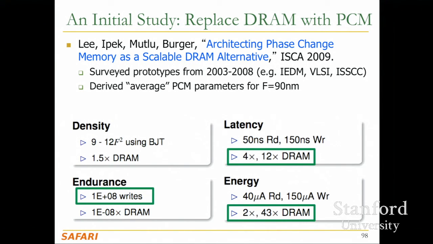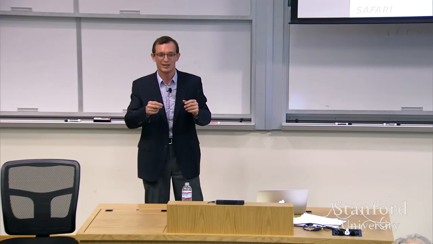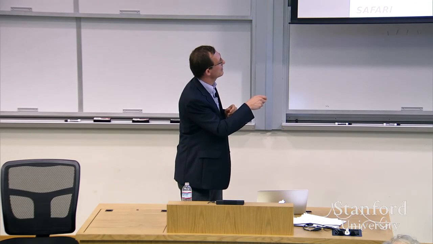You're looking at a memory that's 4x slower in terms of reads compared to DRAM, and 12x slower compared to DRAM in terms of writes. This is the energy increase: writes consume 43x higher energy. And endurance: a cell dies after 10 to the 8 writes to it. A cell dies because, as you inject current and increase the temperature significantly to melt the material, 650 degrees Celsius, contacts degrade. As a result, you have this endurance problem.